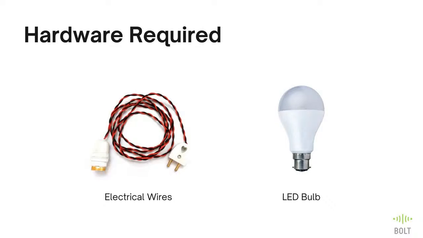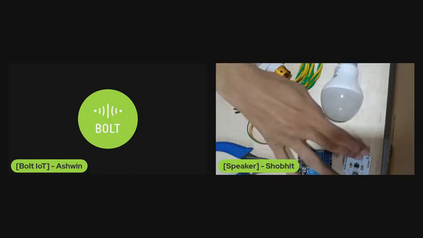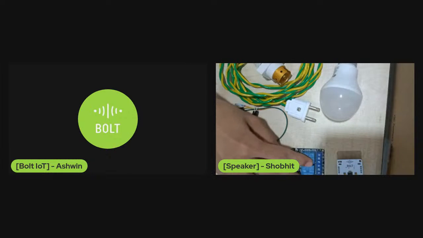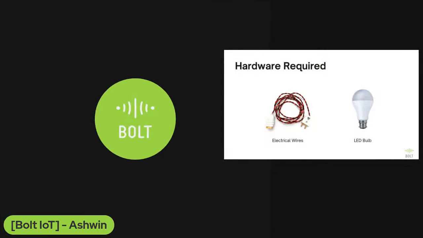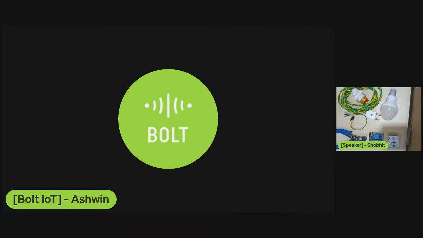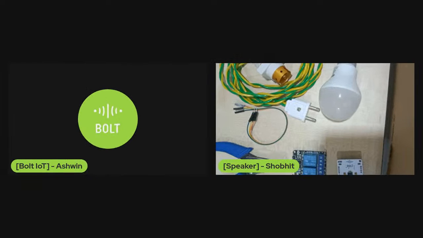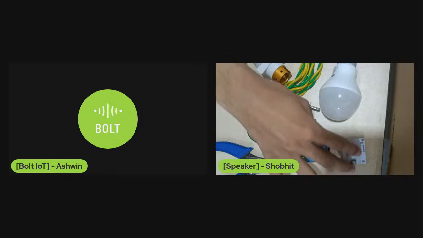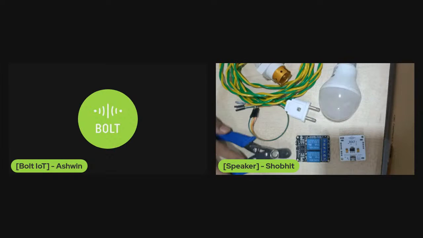Those who don't know how these components look, I'll show you on camera as well if you are confused. So this is the electric wire, this is the bulb, this is the Bolt Wi-Fi module, this is the relay module, and a few jumper wires. That's it. I hope you are able to see the components. That's how these components look. If you want to bring them, you can bring them down, especially if you are facing any problem in identifying the components.